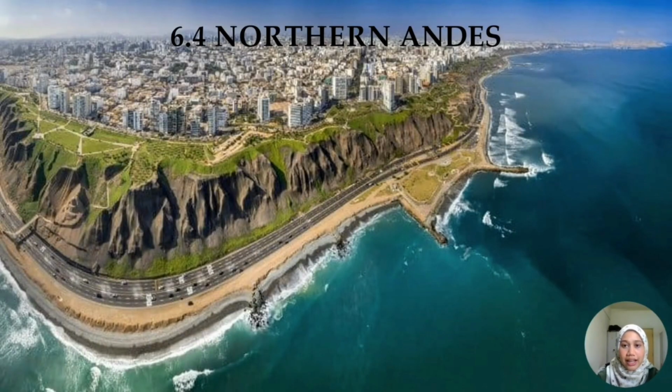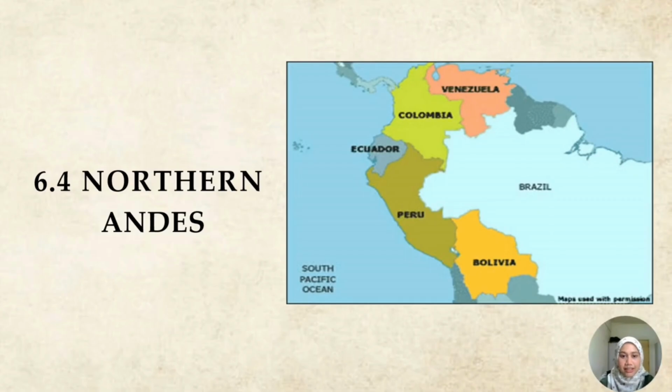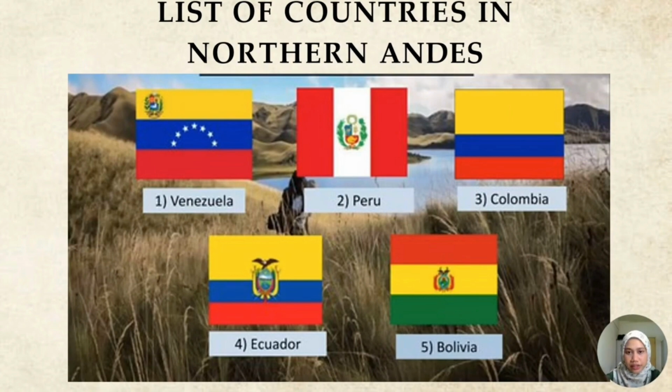And then next slide is Northern Andes. So this is the map of Northern Andes. Now the list of countries in Northern Andes. The first one is Venezuela, Peru, Colombia, Ecuador, and Bolivia.